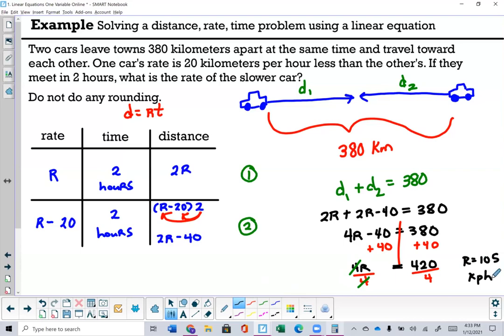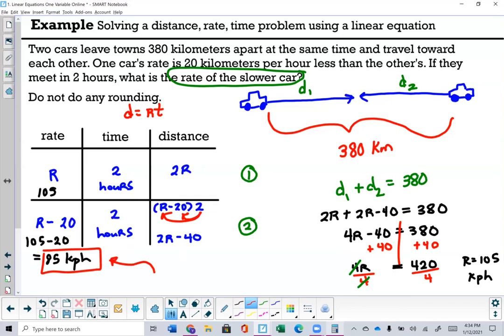All right, so looking at your table, be careful on this because the question said, what is the rate of the slower car? So if I substitute into my table, R for scenario 1 is 105, but R minus 20, 105 minus 20, gives me 85. So the answer to the question is going to be 85 kilometers per hour. This is the rate for the slower car.